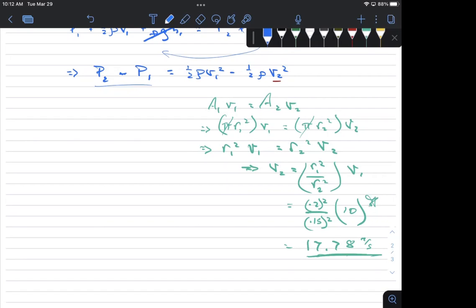Remember, this calculation is purely to get V2, something I needed for my actual equation. Now that I have it, I go back to my Bernoulli and I say the change in pressure, the thing I'm looking for, is 1/2 rho V1 squared minus 1/2 rho V2 squared.